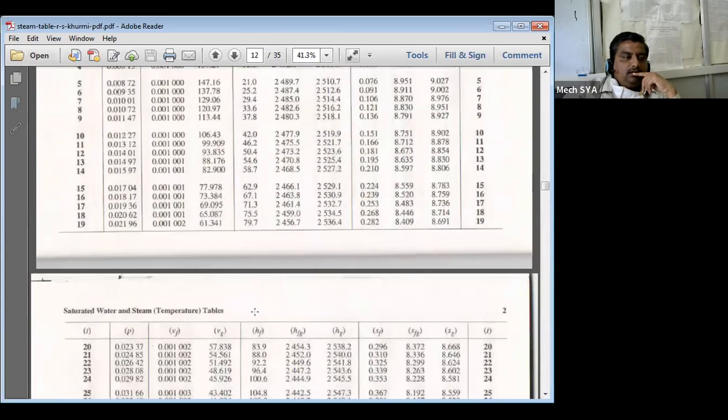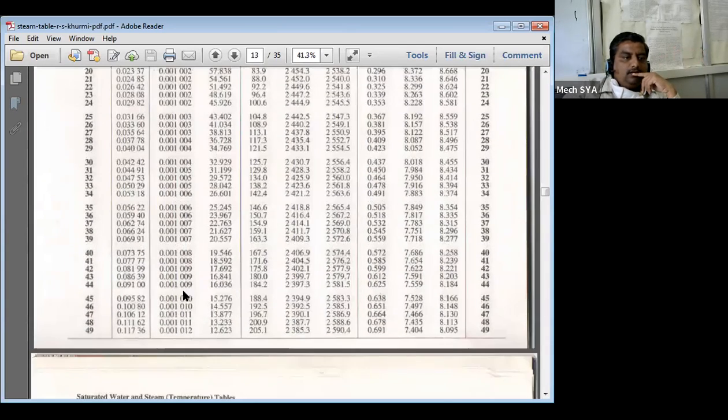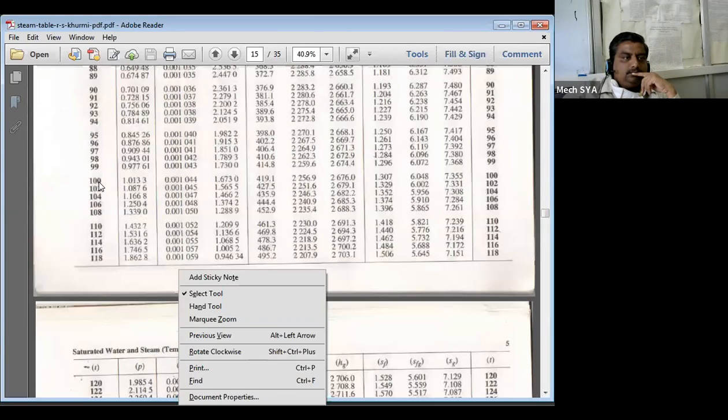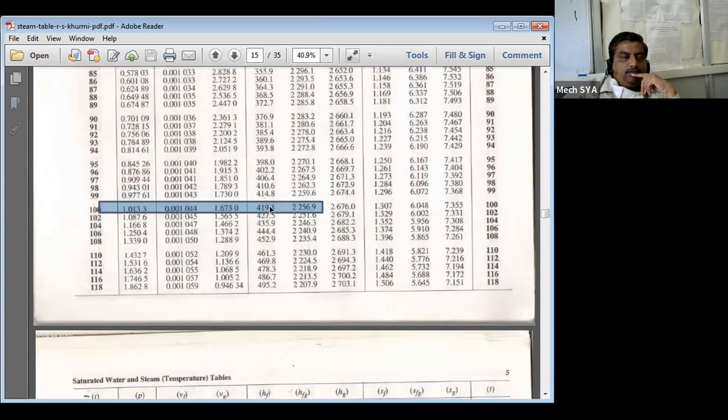Okay, so what is the latent heat at 100 degrees Celsius? Can anybody tell? At 100 degrees, what is the latent heat, the HFG value? This is HF, HFG, and HG. What is the value of HFG at 100 degrees Celsius? Somebody can tell, or reply in the chat box.